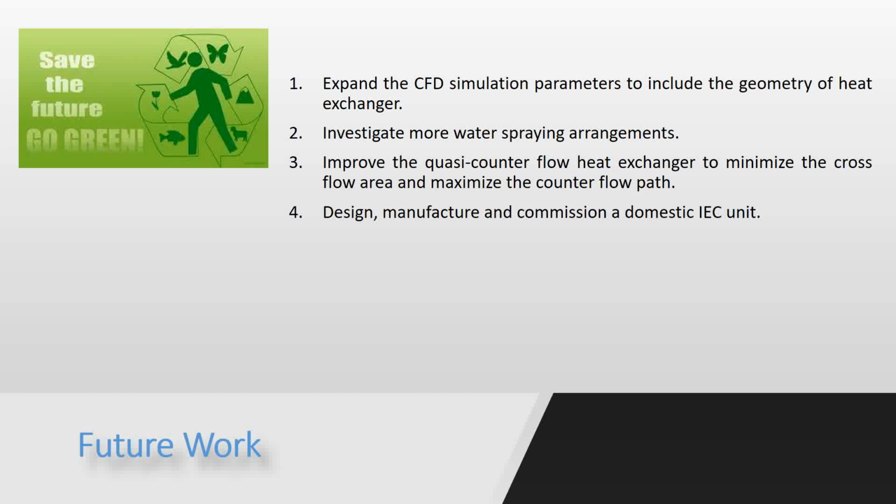Then design and commission a domestic size IEC unit, something you can use instead of the portable vapor compression system. If you have this working very nicely in-house, then it drops the cost of electricity by using a system that uses a few hundred watts instead of 500 to 600.